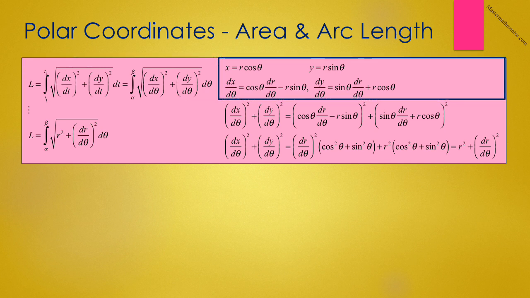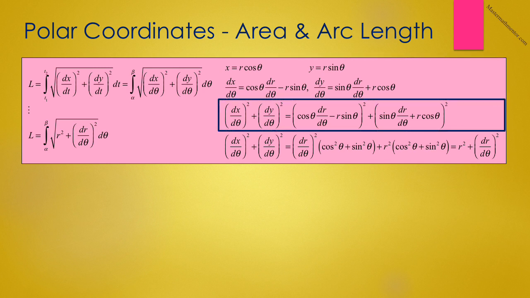We can write x and y in terms of theta. We know that x is equal to r cosine theta and y is equal to r sine theta. So dx/d theta is, by the product rule, cosine theta dr/d theta minus r sine theta. And dy/d theta is sine theta dr/d theta plus r cosine theta. So we can write (dx/d theta) squared plus (dy/d theta) squared as (cosine theta dr/d theta minus r sine theta) squared plus (sine theta dr/d theta plus r cosine theta) squared.